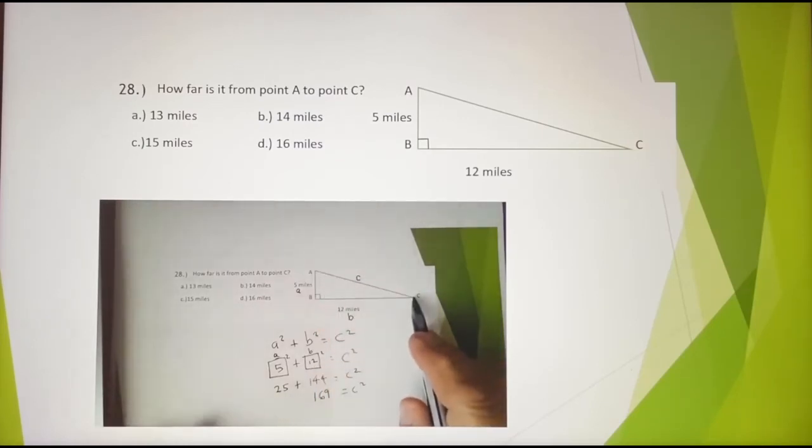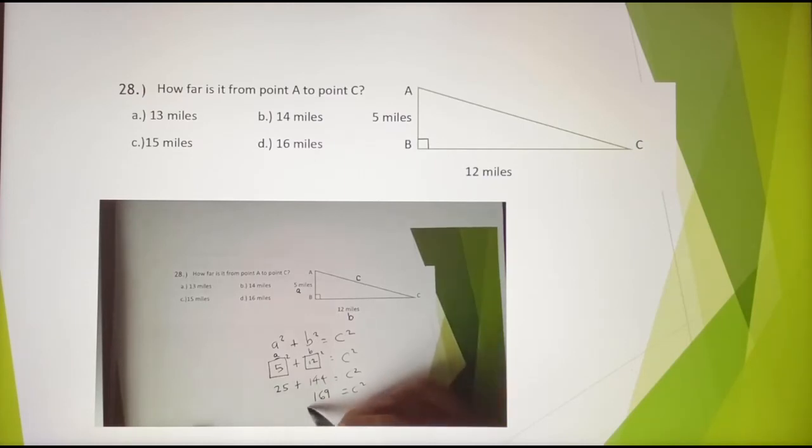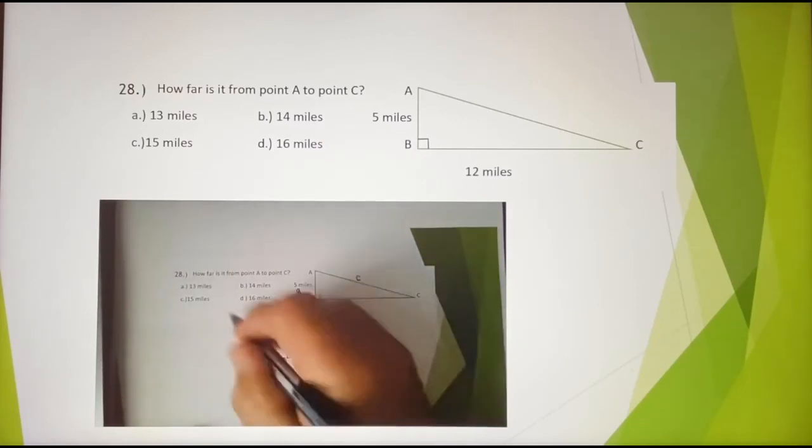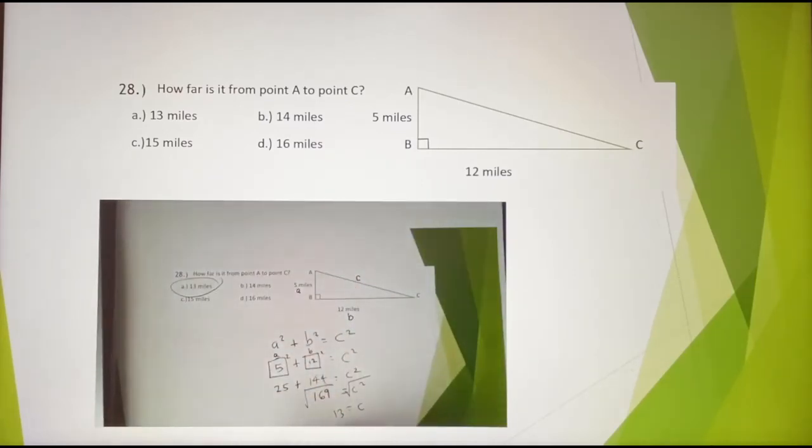That's this area, this line squared, this distance squared. But we don't want it squared, right? We want the square root of that. So you're going to find the square root of both sides, and you get c is equal to 13, which is answer A.